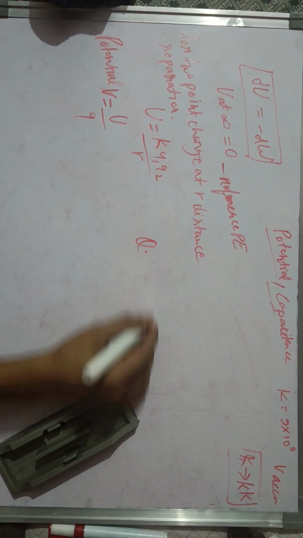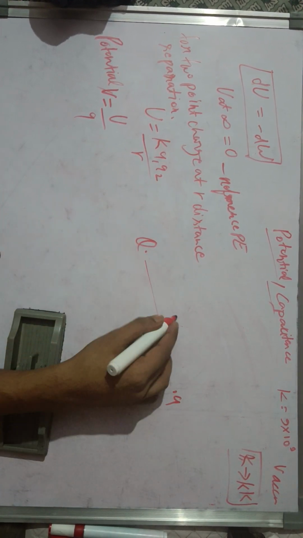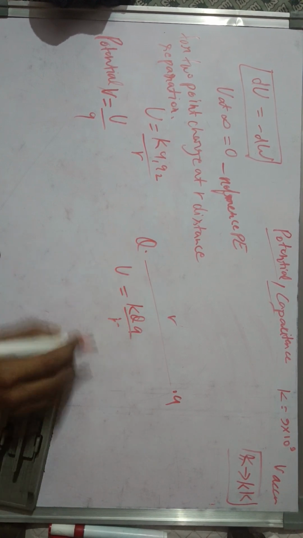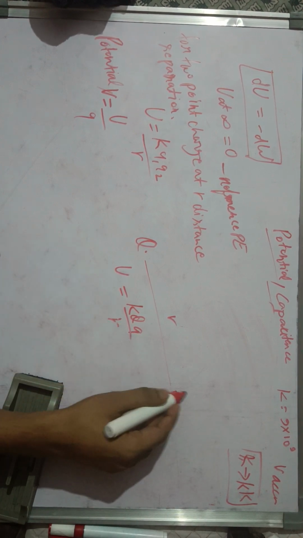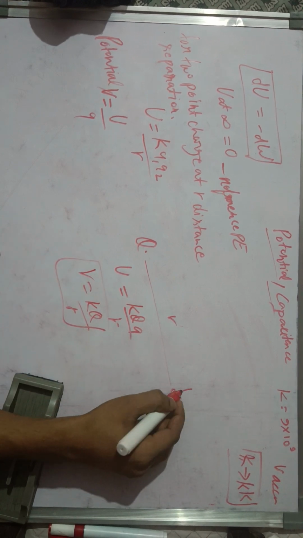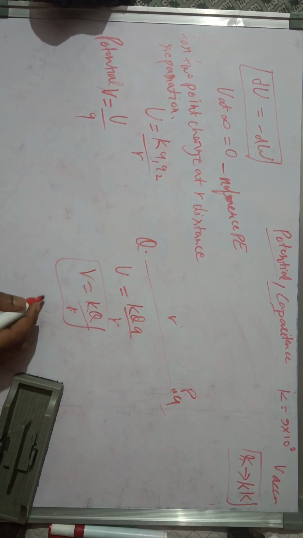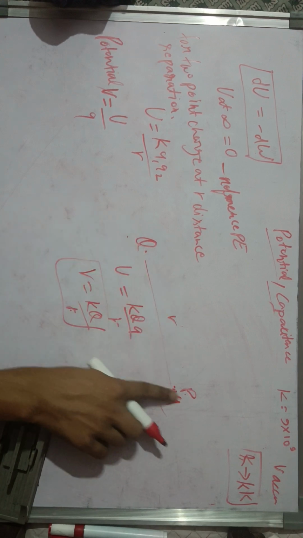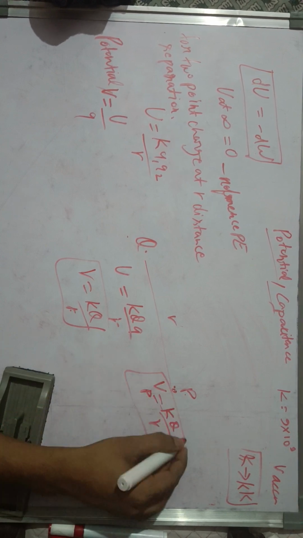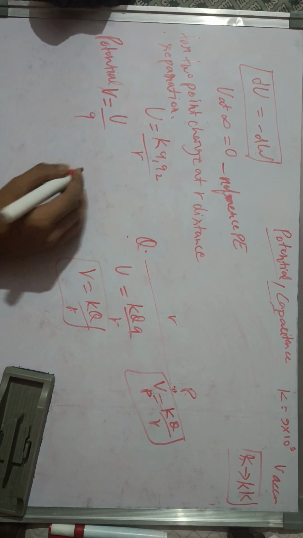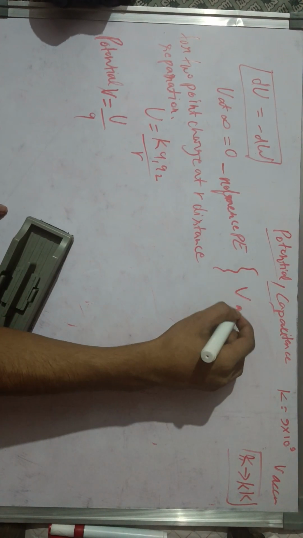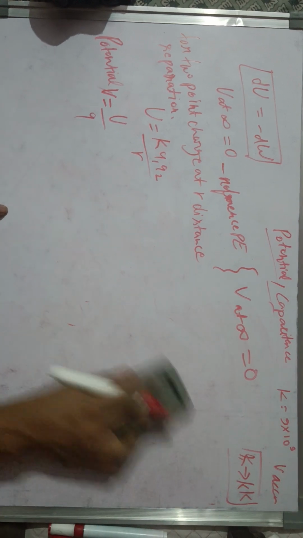Let's say there is a charge q here and a point P at distance r. Then the energy will be kq over r, and when I divide by the test charge, we get V is equal to kq over r. So the potential at point P, which is at distance r from this charge q, is V equal to kq by r due to the charge q. And here we have to note one more thing: V at infinity is also equal to 0, just like potential energy.